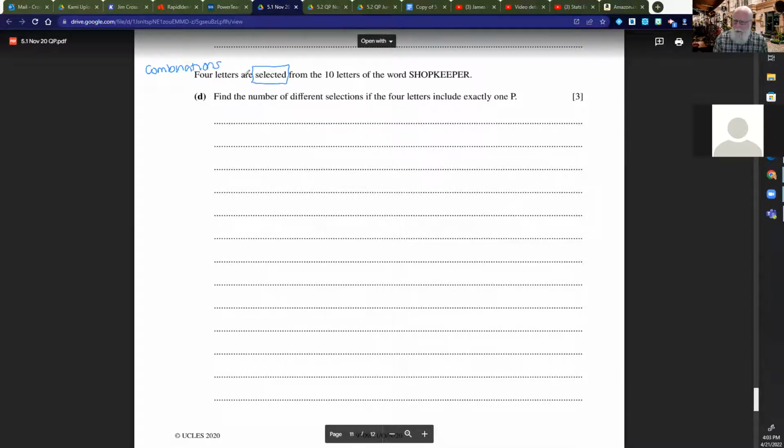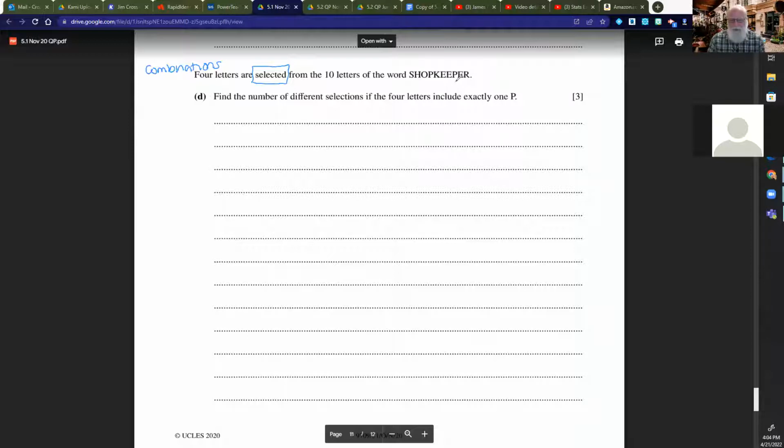Sometimes in these problems, things you've done before, you need to use in the next part. But here we're completely shifting gears. So we're now talking about combinations. 4 letters are selected from the 10 letters of shopkeeper.